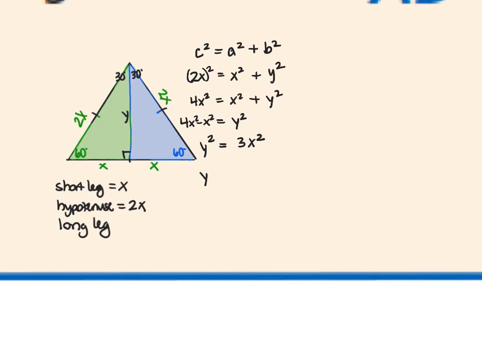We take the square root of both sides and we end up with y is equal to the square root of 3x squared. We know that x squared can come out of the radical, and we're going to end up having y is equal to x times the square root of 3. Now remember, x was the length of the short leg. So now we have a relationship that relates the length of the short leg, the long leg, and the hypotenuse of a 30, 60, 90 degree triangle. This is another triangle that we're going to call a special triangle, just like the 45, 45, 90 triangle.